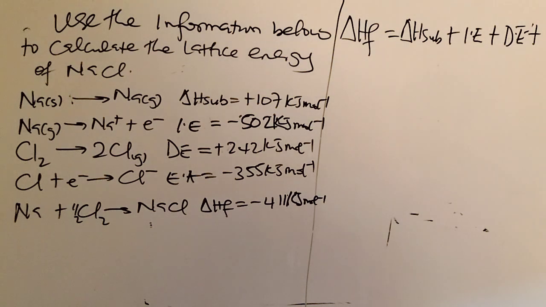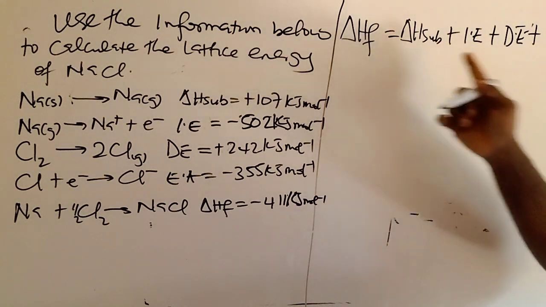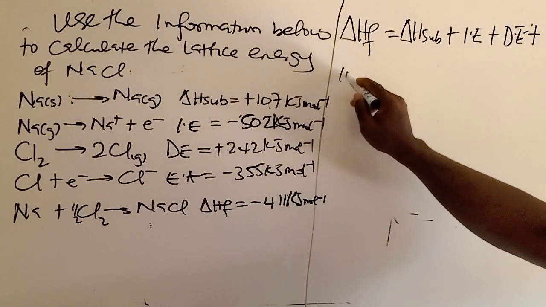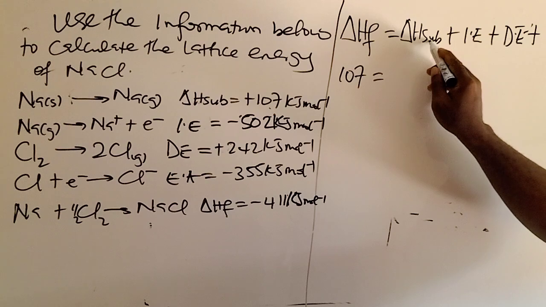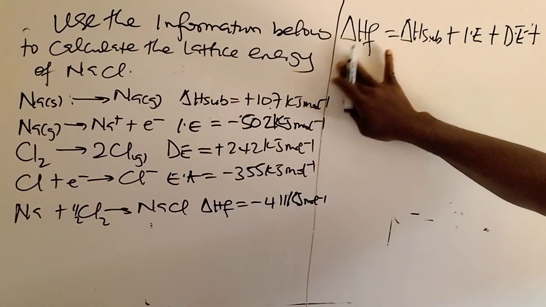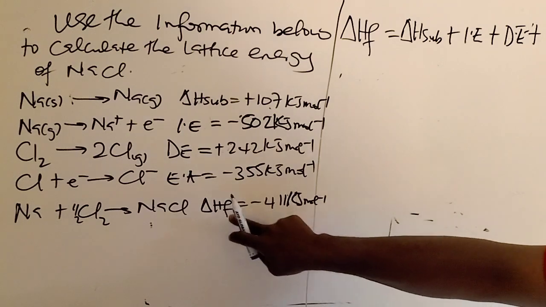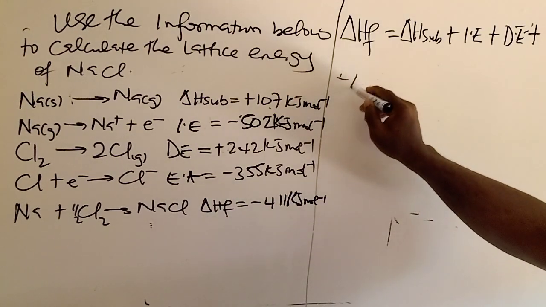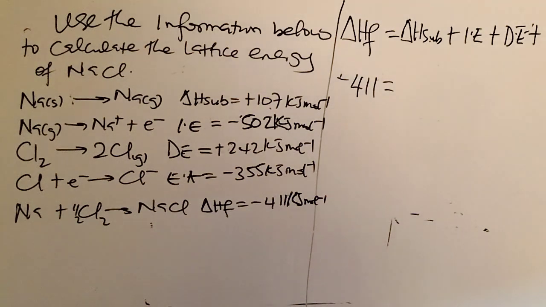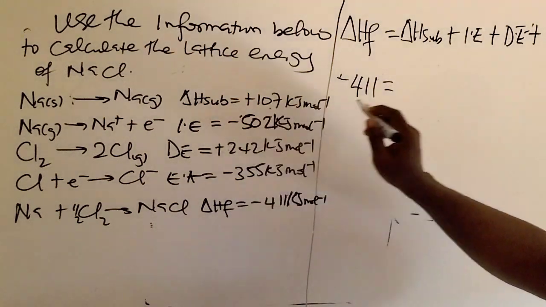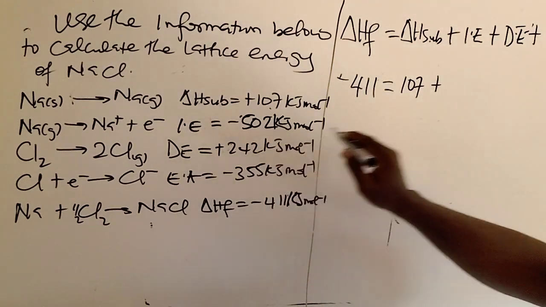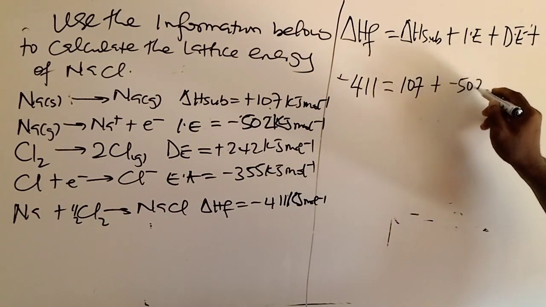So before we continue, we want to substitute the values here and then make the lattice energy the subject. Delta HF is minus 411, equal to the enthalpy of sublimation, which is 107, a positive value, plus the ionization energy, whose value is 502.